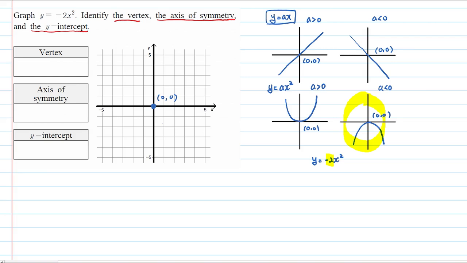When x is equal to 1, the y value is equal to negative 2. When x is equal to 2, that's negative 8. It's way down here. Then when x is equal to negative 1, negative 1 squared is equal to 1. It's also going through negative 2. So the graph will be like this.